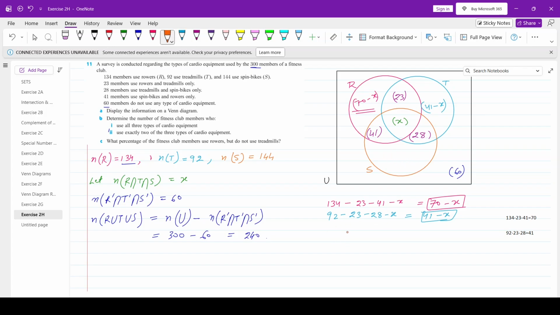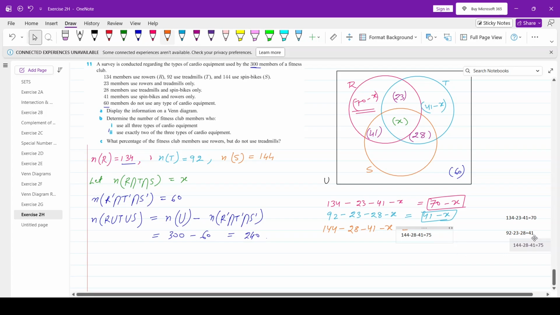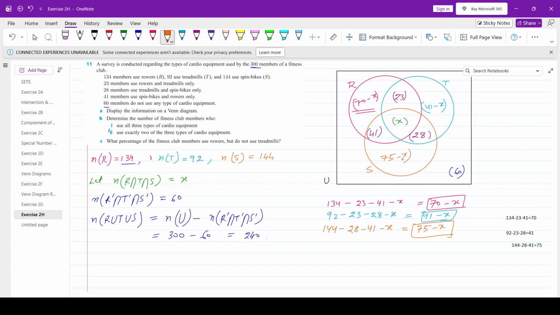So this number is going to be 41 minus x. Similarly, the number here will be 144 minus 28 minus 41 minus x, and this number is going to be 144 minus 28 minus 41, 75 minus x. So this is going to be 75 minus x. Now we know if we add all these numbers in the union set, it is going to be equal to this number. So let's solve. Therefore, the number of elements in R union T union S is going to be equal to 70 minus x plus 23 plus 41 minus x plus 41 plus x plus 28 plus 75 minus x.